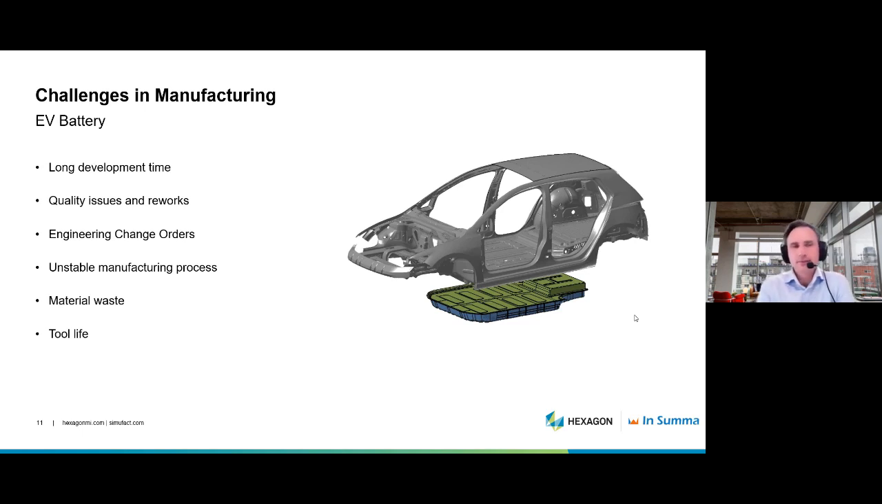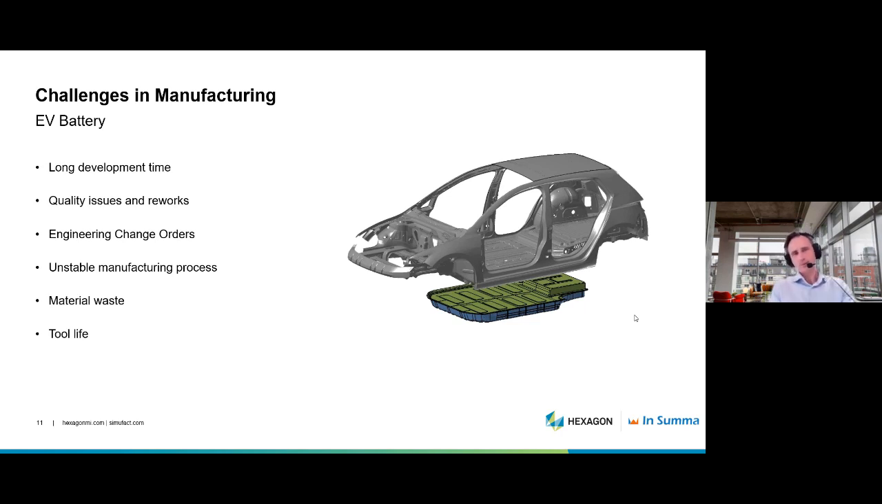You can think about long development time, which could be related to missing data at the right moment in time, or some assumptions made just because the right data is not available during the engineering of the process. You can think about all sorts of quality issues, like you manufacture a product or a component, and then you see that it's outside of the specification tolerances and something needs to be done about that, maybe tuning the process or applying some kind of reworking, sometimes even manual reworking.